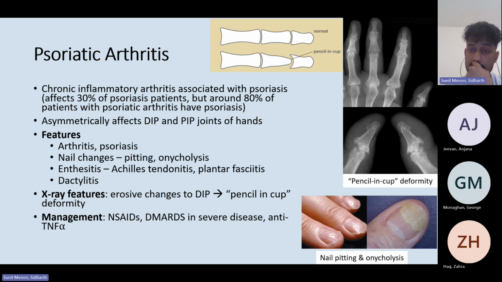Okay, psoriatic arthritis. Let me just pull it all up, to be honest. I'll give you guys a mnemonic for psoriatic arthritis. The mnemonic I have is DRAMA, and it shows you the different types: distal interphalangeal psoriatic, rheumatoid-like, asymmetrical oligoarticular, arthritis mutilans, and ankylosing spondylitis-like.